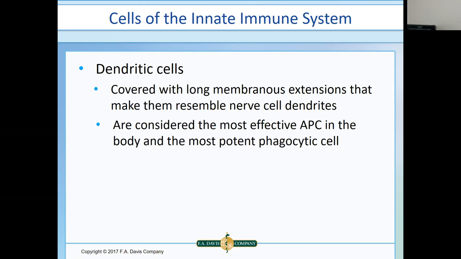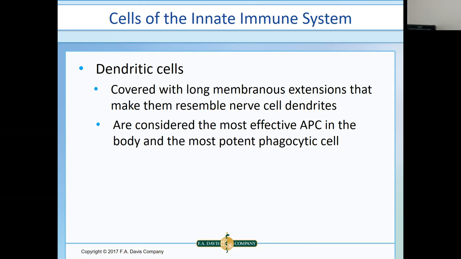But they're covered with long membranous extensions like the dendrites, right? When the cell body has that wild look to it. And those are the dendrites that take in the signal to the cell body and then release it out to the axon. But it's just because they resemble the dendrite that they get their name. They're considered the most effective antigen-presenting cell in the body and the most potent phagocytic cell. Okay? We like them.